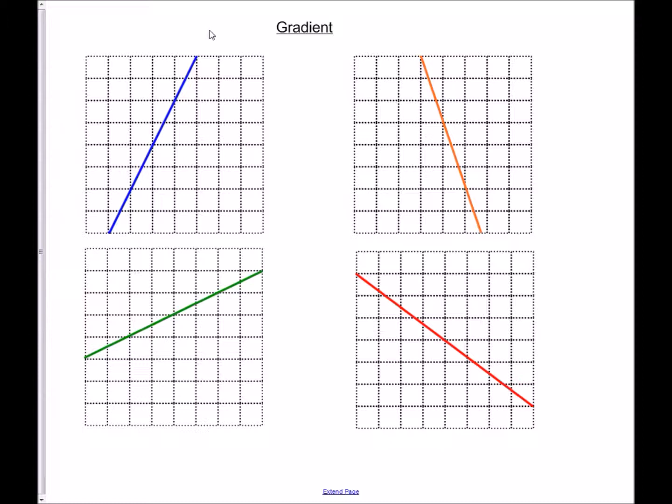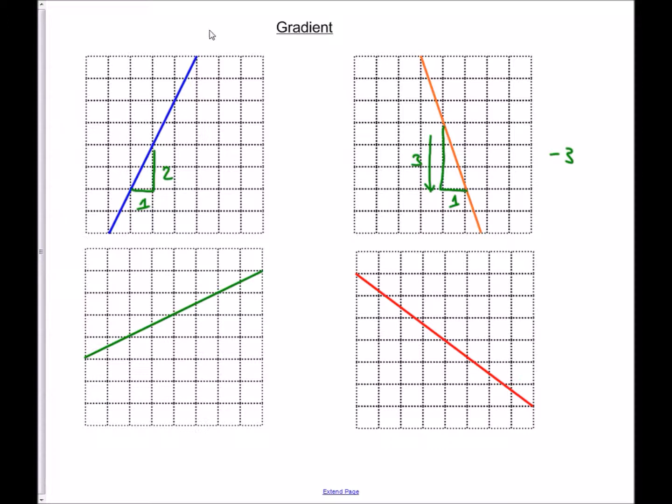Well, the gradient is, if I go across 1, how far up do I need to go? So on this blue line, I go across 1 and I go up 2. So the gradient's 2. On my red line, if I go across 1, I actually go down 3. So this gradient is minus 3 because I'm going down instead of up.